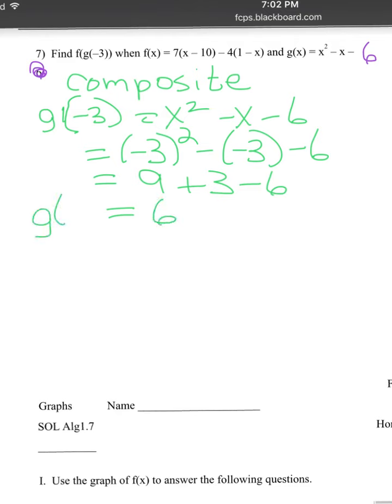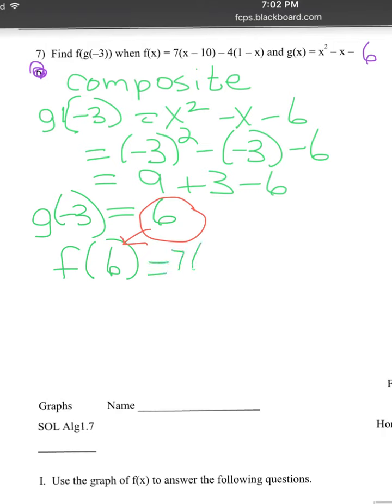So now we know that g of negative 3 equals 6. So we're going to take that value of g of negative 3, which is 6, and we're going to substitute that back into the composite function. So remember that our next function is f of g of negative 3. And remember, g of negative 3 is 6. That's what we just solved for. So now we're going to use 6 as our input, and we're going to evaluate for the function f, which is 7 times x minus 10 minus 4 times 1 minus x.